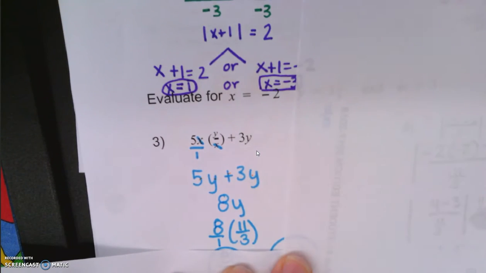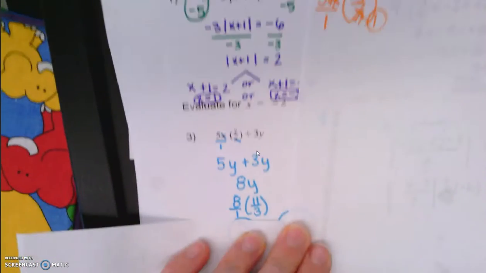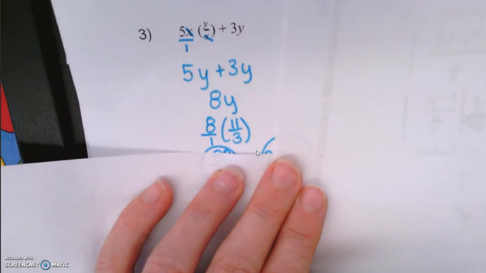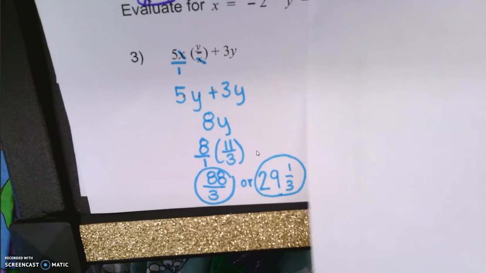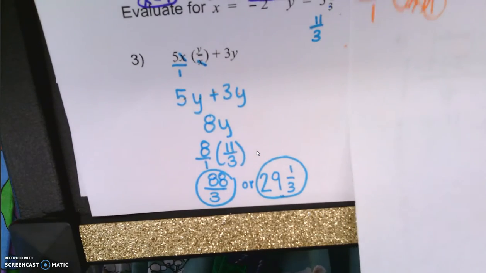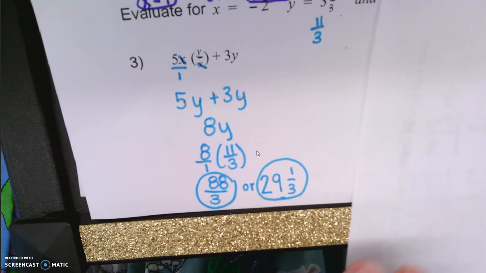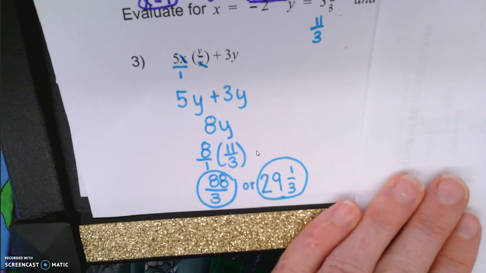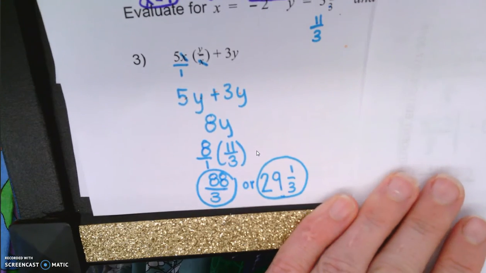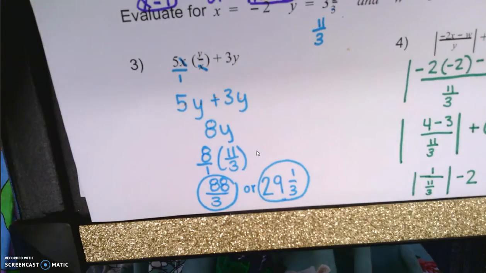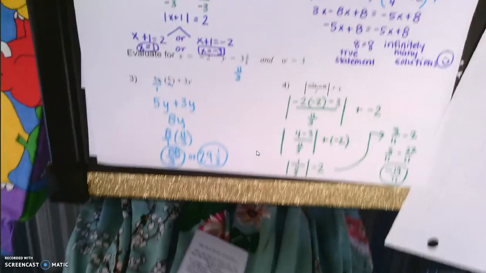Then substitute in y as 11/3. I changed the mixed number to an improper fraction. And when you multiply through, you get 88/3, which is the same thing as 29 1/3. Do not write that as a decimal because it is a repeating decimal. Wonderful. Let's look at our last warm-up problem with some absolute value.